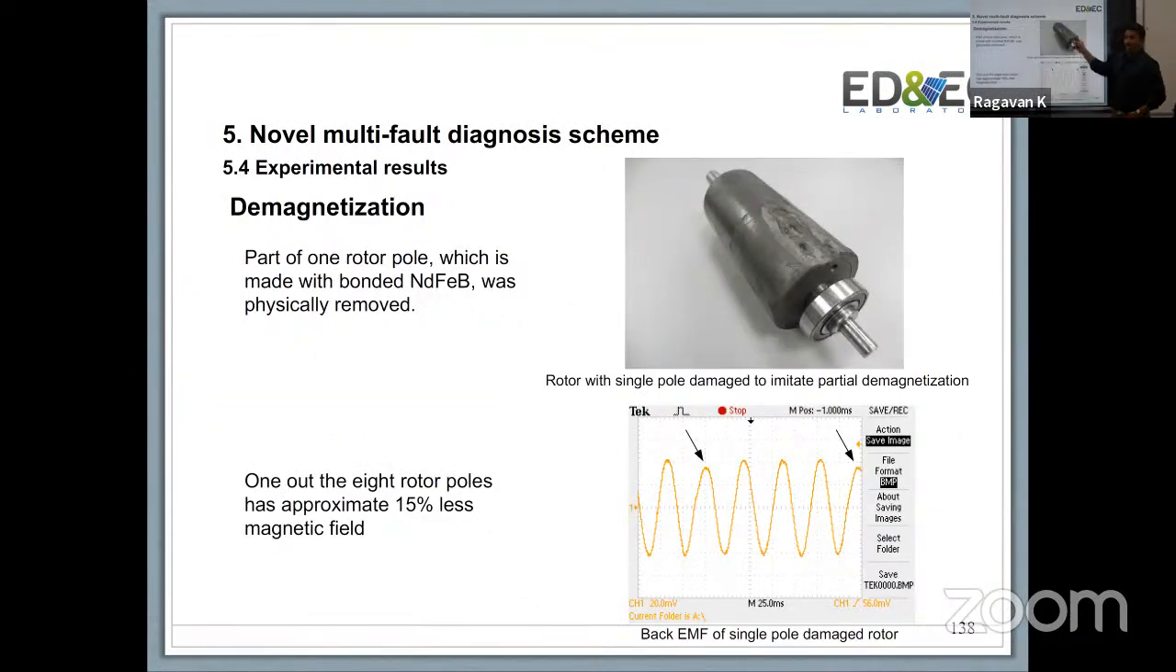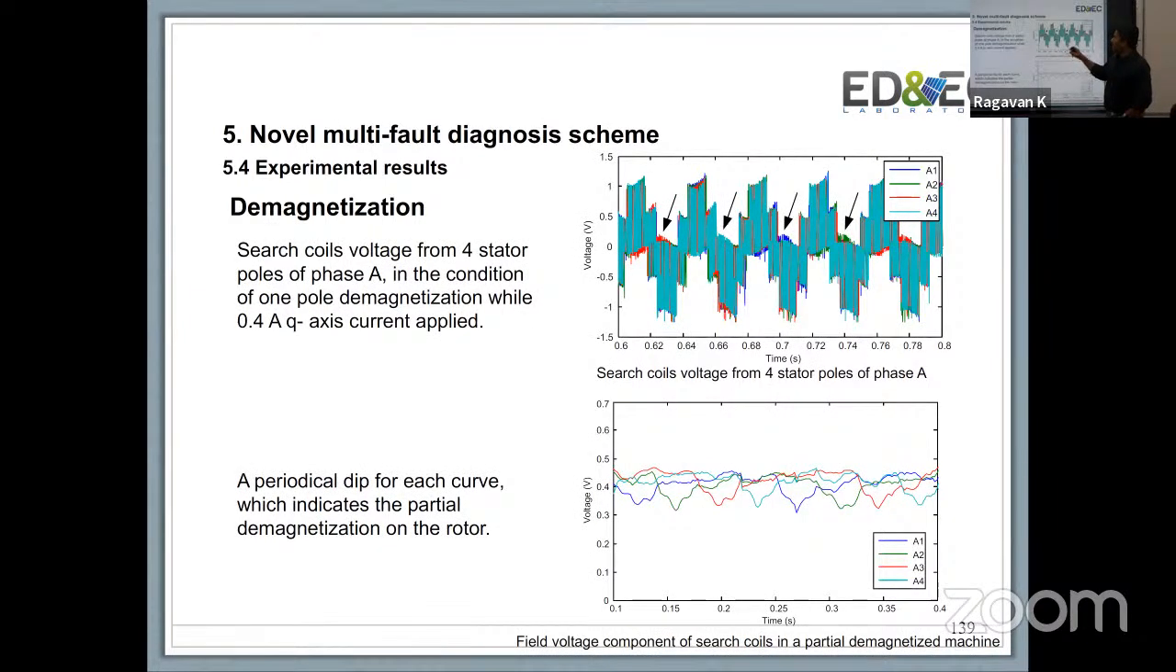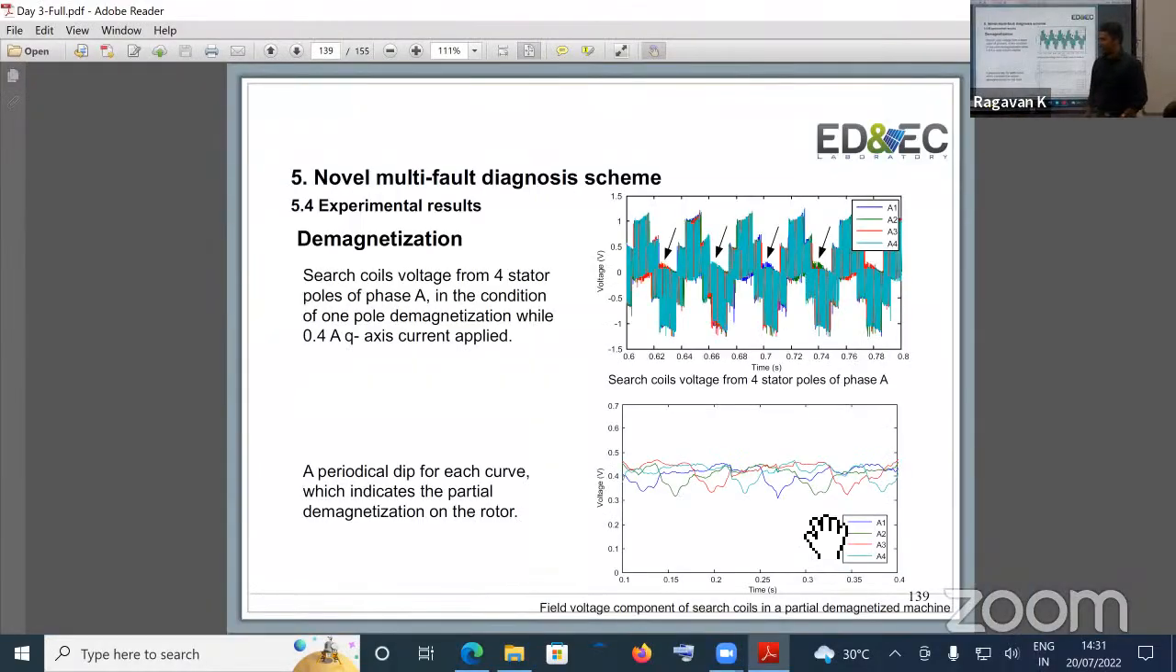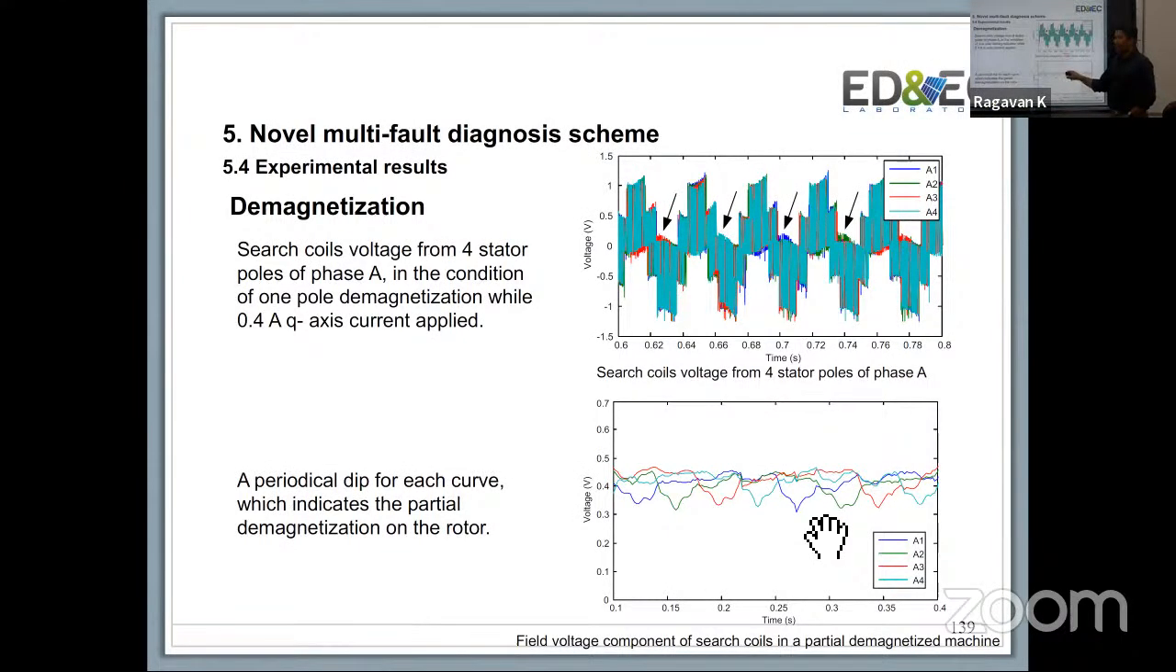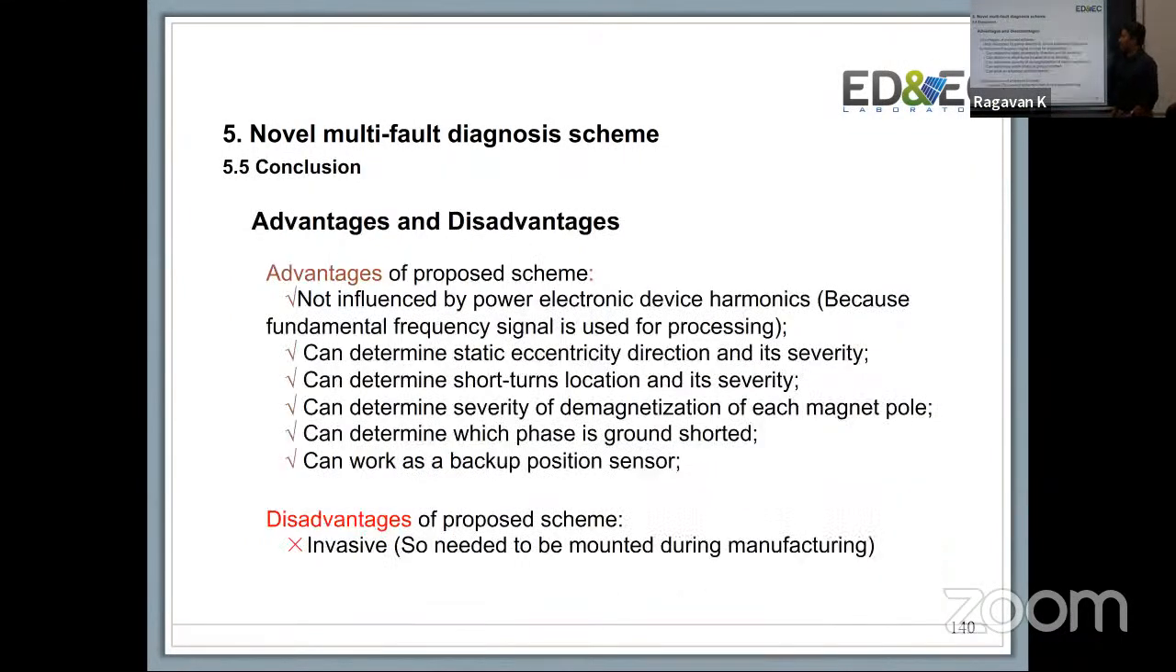For demag, like I said, we actually scraped off permanent magnet to make it a non-uniform air gap, because that was the only way we could find to change the behavior of the magnet. Based on that, we identified that one of these phases, you notice, has a lower measured voltage. The sinusoidal voltage that's measured is lower. That indicates that you have a fault here. In terms of demag, once again, there's a periodic dip in each curve that shows that your rotor has partially demagnetized.